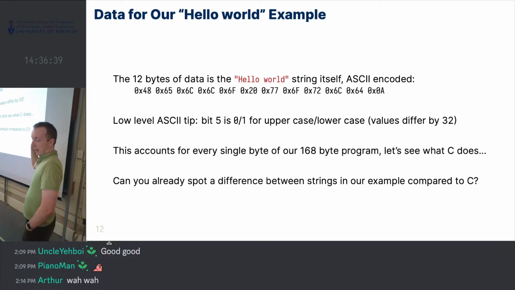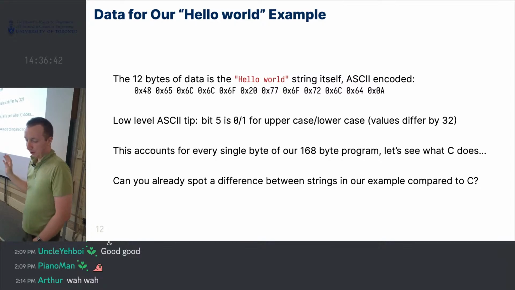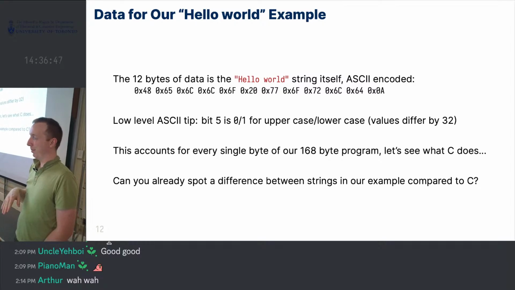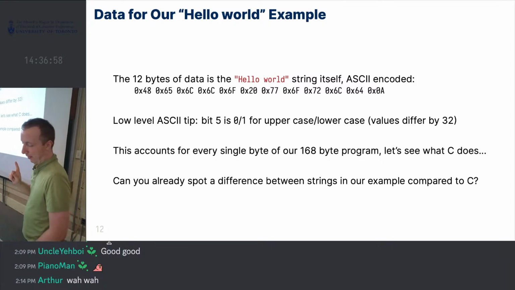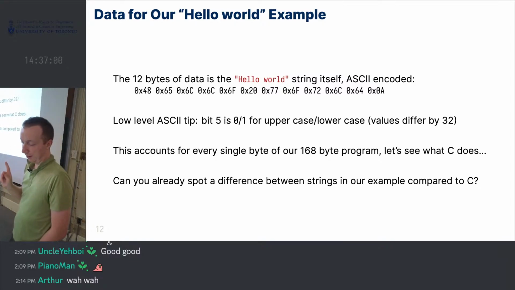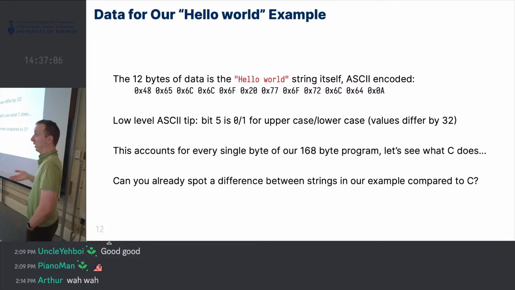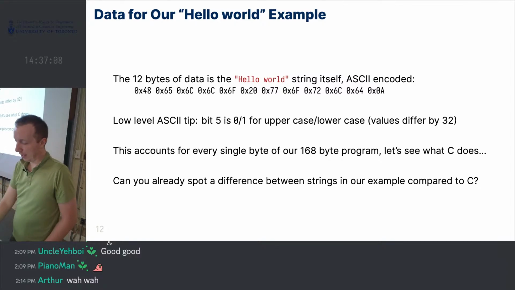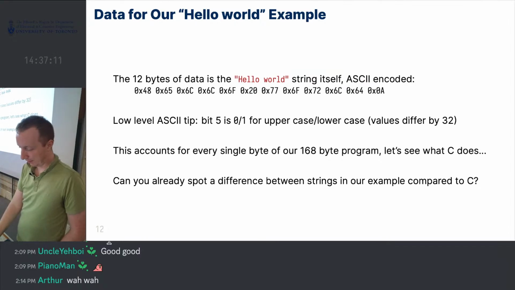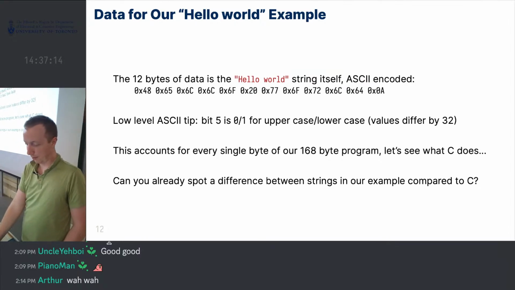So that string, 12 bytes, was hello world, and we just ASCII encoded it. So a fun low-level ASCII tip that might not be so fun to some of you is it was designed in such a way to know if a character is lowercase or uppercase by looking at a single bit. So if bit 5 is 0, it means it's uppercase, and if it's 1, it means it's lowercase, which just means the values differ by 32. So if you ever, for some reason, need to do low-level ASCII stuff, then that's a good thing to know. Hopefully, you never need to know that fact. I don't know why I put it in there.